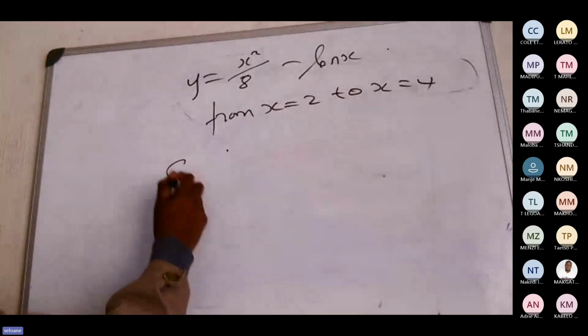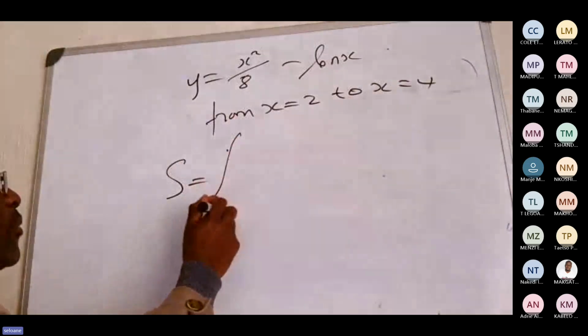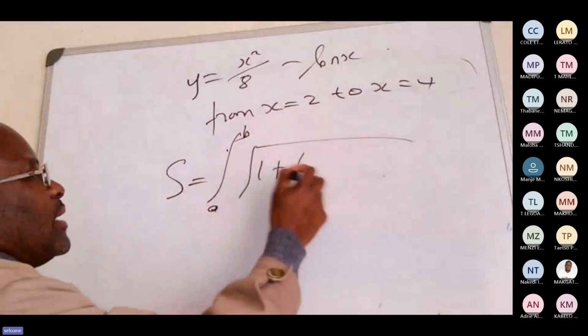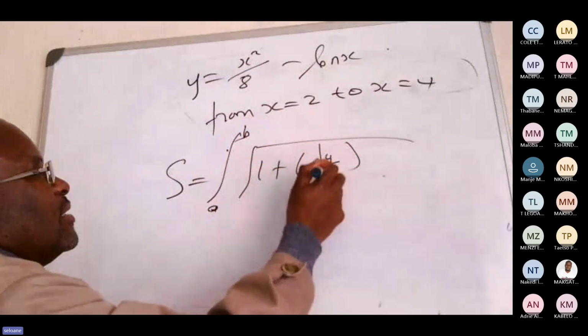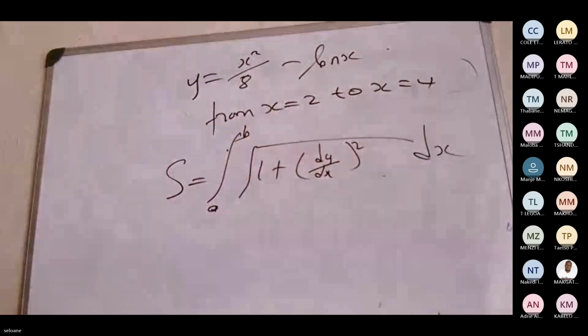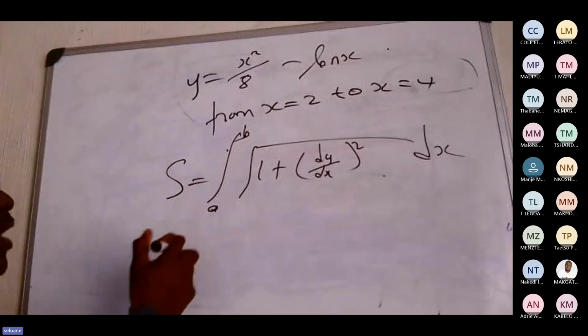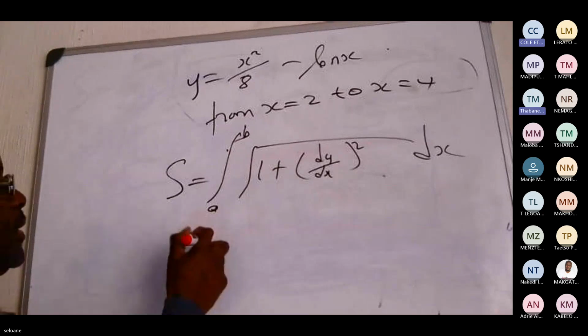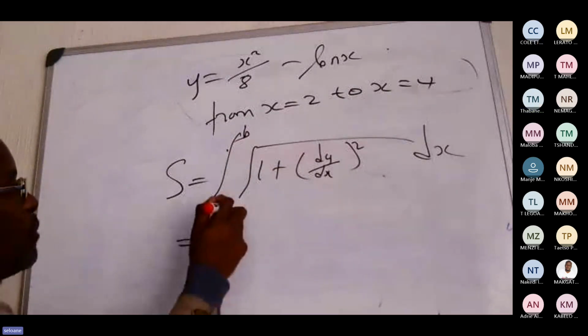The formula will be S equal to the integral from A to B of the square root of 1 plus dy dx, all squared, dx. That's all. Then from there, you substitute. That is the formula. So what is A? A is equal to 2 and B is equal to 4. That's right. Therefore, it will be 2 up to 4.